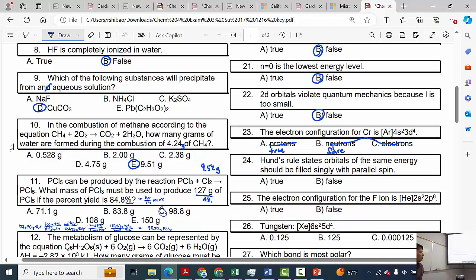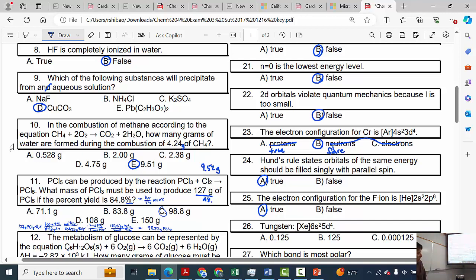The electron configuration for chromium is this. True or false? You'd expect it to be true, but it's false because chromium is an exception, one of the exceptions. This is the half-filled d. Hund's rule states orbitals of the same energy should be filled singly with parallel spin.